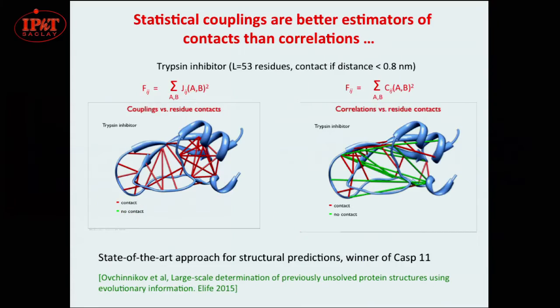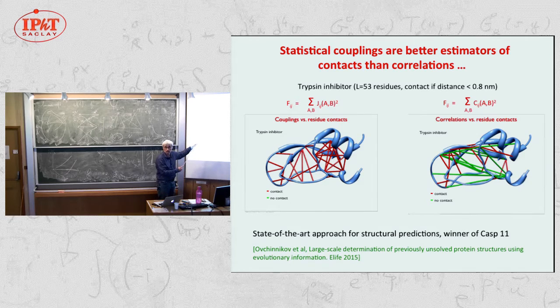So now you can redo exactly what was done in the case of correlation, but instead of defining the Frobenius norm of a correlation, you can compute the Frobenius norm of the couplings. And now it's a perfect match. It's a typical best case, right? I mean, it doesn't work so well for all proteins, but if a protein is not too large and the number of sequences is not too small, it works really well. And actually, this is essentially the state-of-the-art approach for structural prediction from sequence data now.